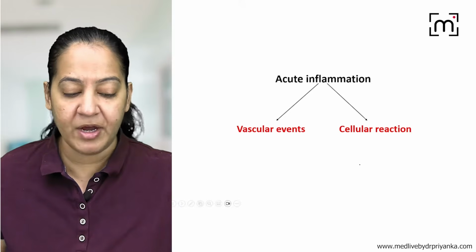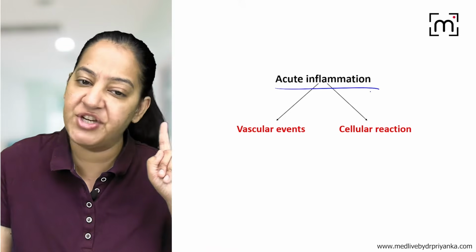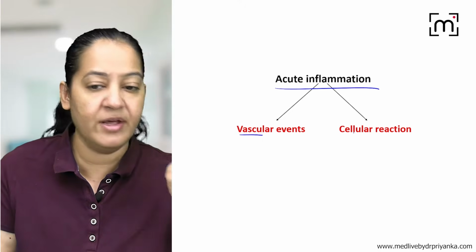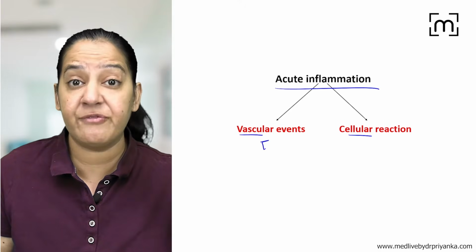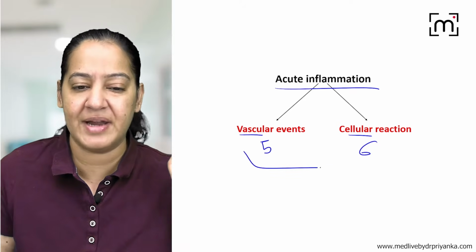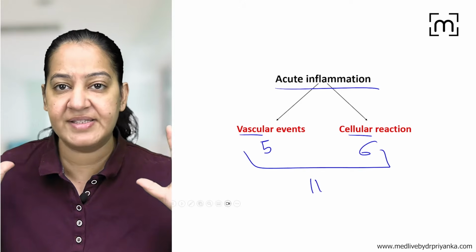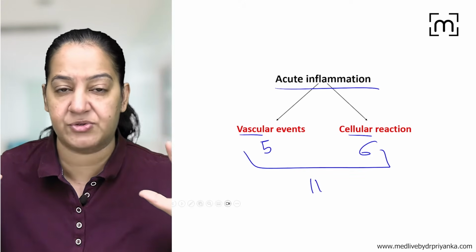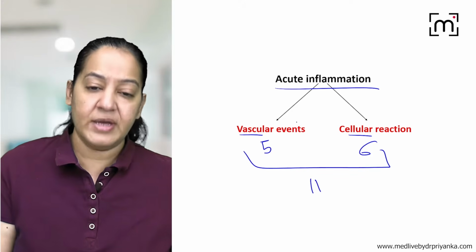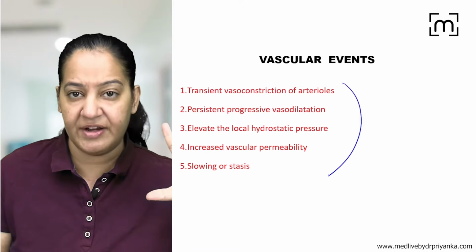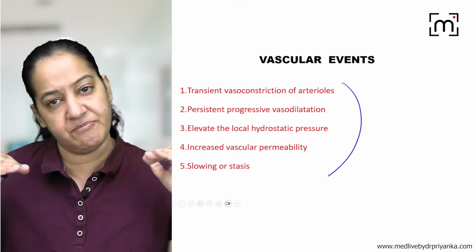Now coming to the acute inflammation events. We divide the acute inflammation events into 2 portions, the vascular events and cellular events. There are 5 vascular events and 6 cellular events. In this way, there are a total of 11 events to be described in acute inflammation. In this video, we will discuss the vascular events. These are the 5 vascular events. I will be discussing them one by one.